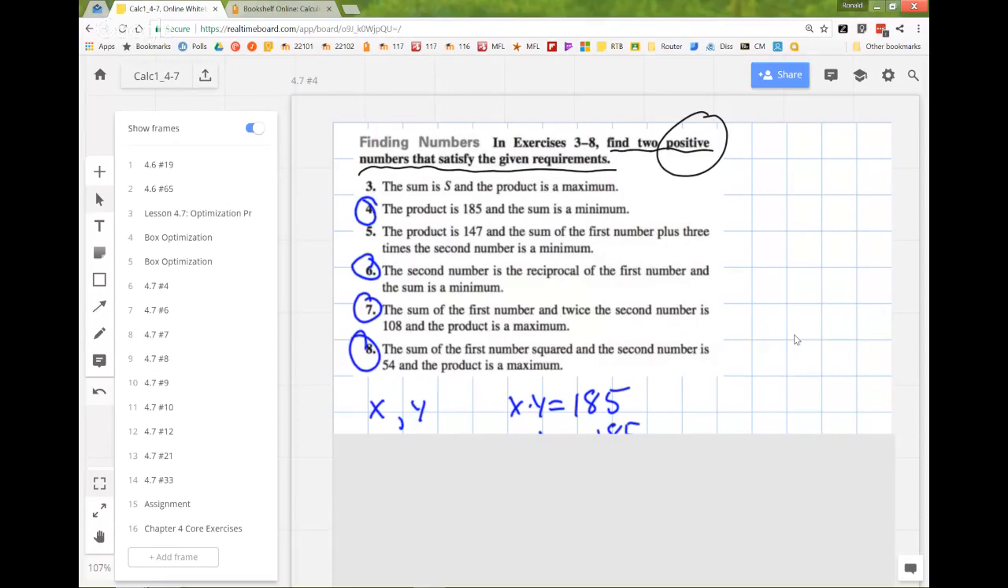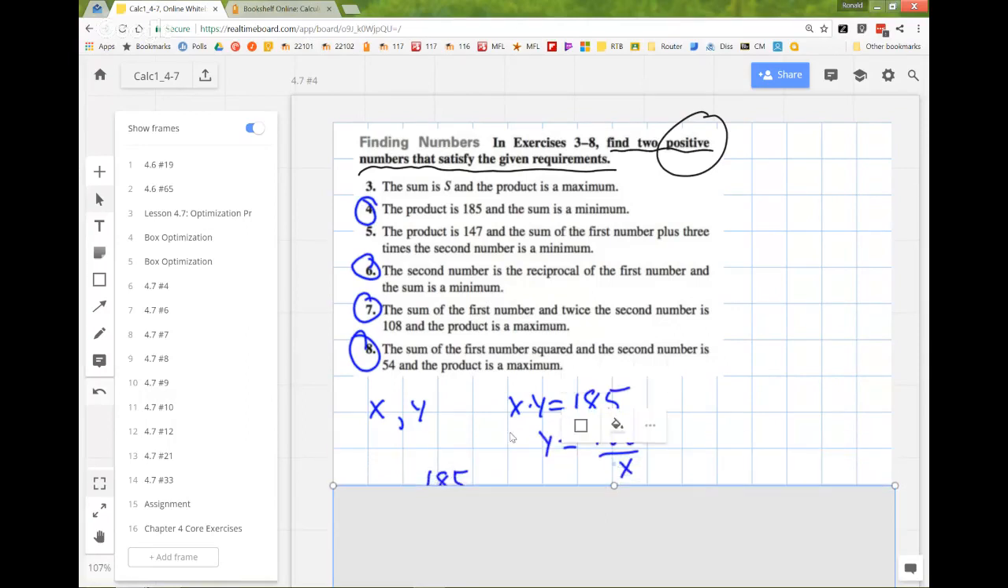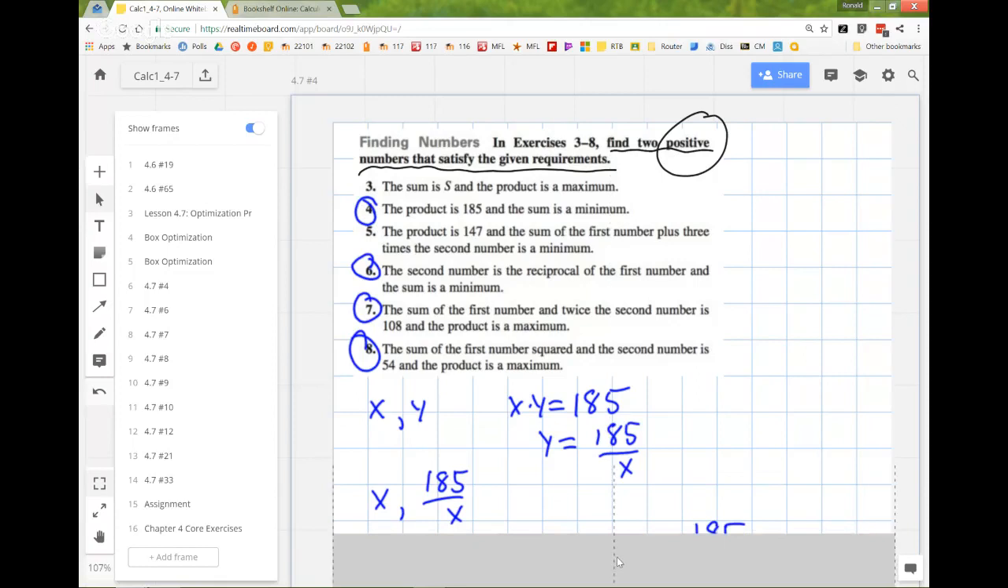But I don't want 2 variables, so what we'll do is take this xy equals 185 and solve it for y. Of course, you just divide both sides by x, and instead of y, we could just call it 185 over x. So now, if you look over here on the left, our 2 numbers are x and 185 over x. All right, so now we've got our naming taken care of.